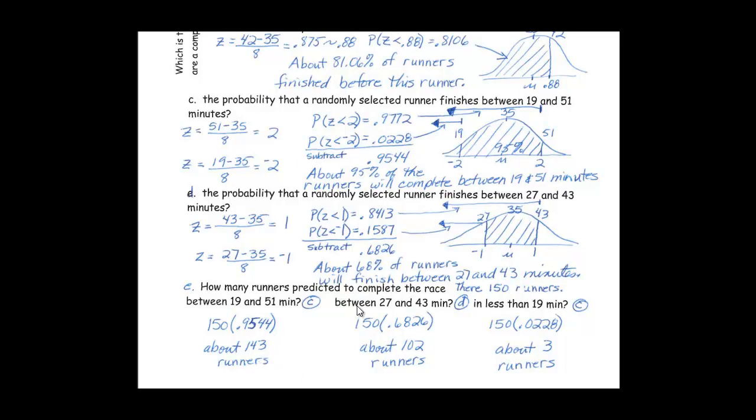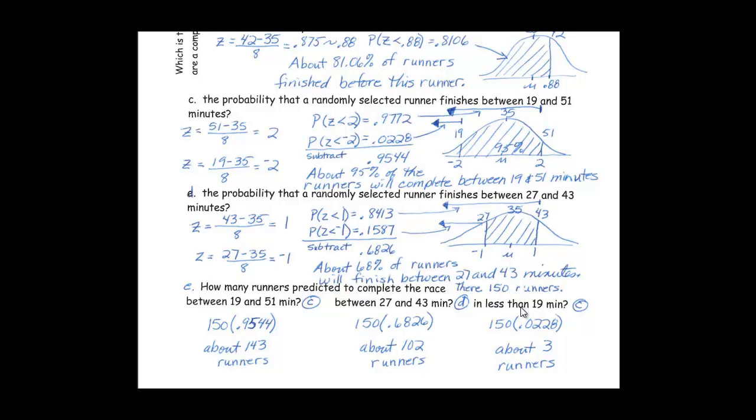Finding the number of runners between 27 and 43, that was from part D. We had the probability of 0.6826. When I multiply that out, I get 102 runners.